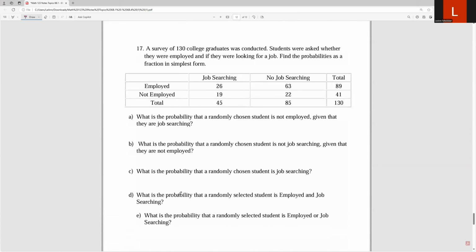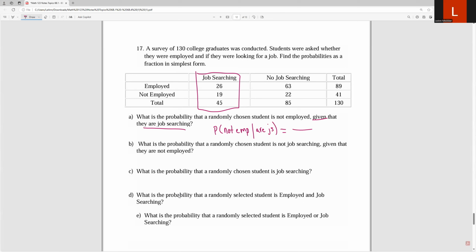Now let's look at number 17. This was, again, just part of the Kahoot we didn't finish. Survey of 130 college graduates was conducted. Students were asked whether they were employed and if they were looking for a job, and then find the probability in fraction form and simplest form. So we have employed or not employed, job searching or not job searching. What is the probability that a randomly chosen student is not employed given they are job searching? So we are focused on the job searching people. So probability that someone is not employed given they are job searching, just abbreviating.